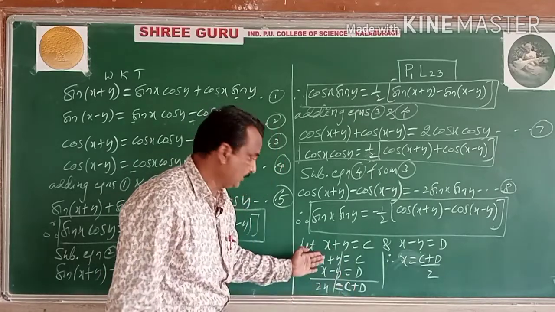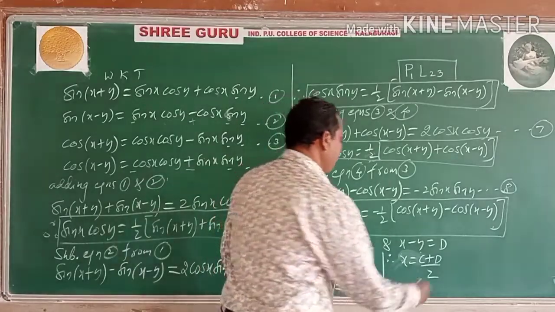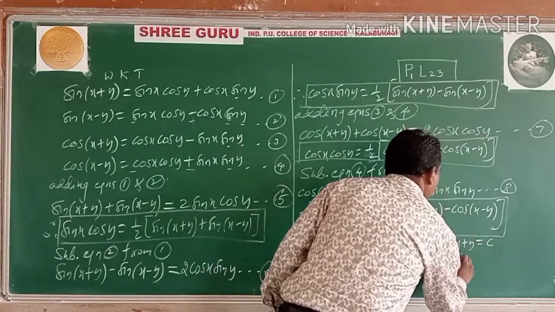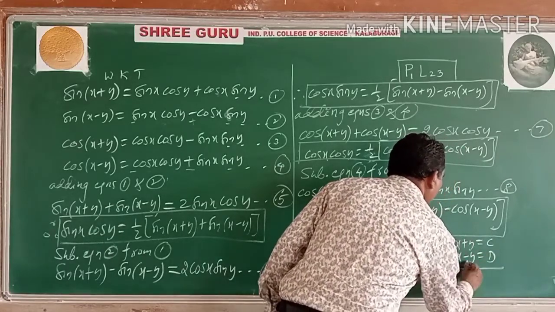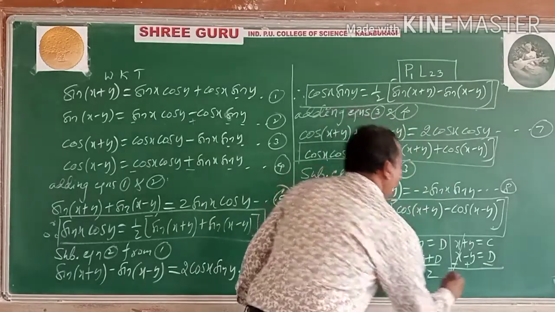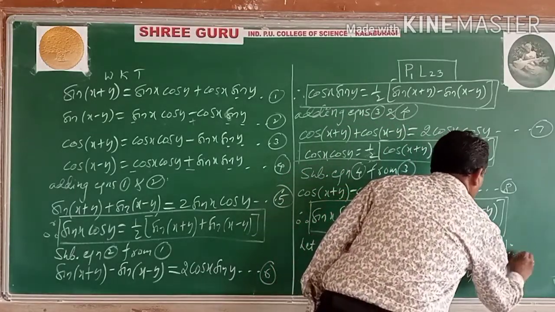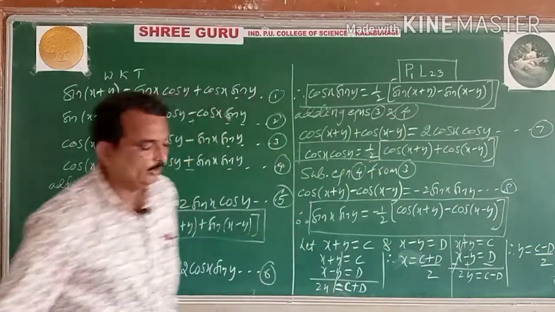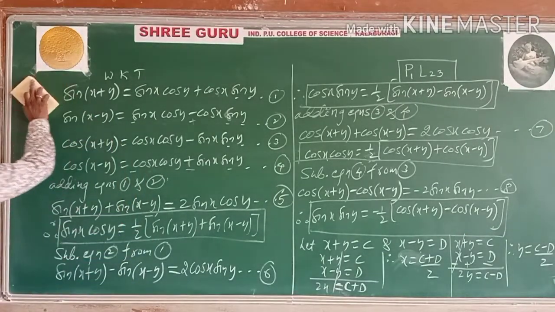So calculating x and y here, adding these 2 equations, you will get x. And similarly, x plus y is equal to c, x minus y equal to d. Calculating y, it is x calculated here, change of sign, 2y equal to c minus d. Therefore, y equal to c minus d by 2. So transforming this x and y in terms of c and d.